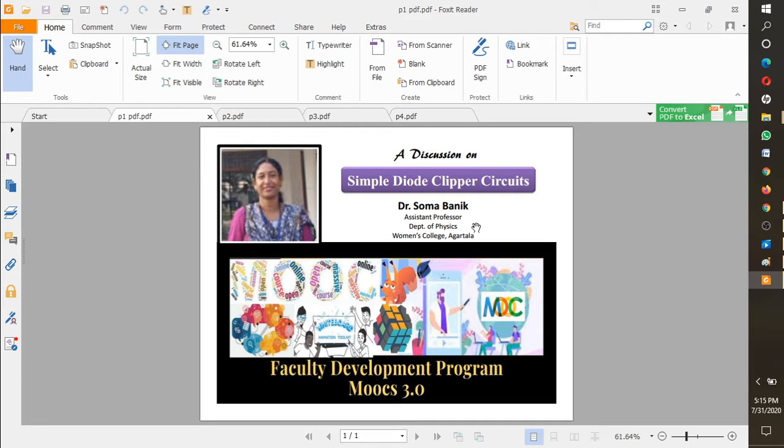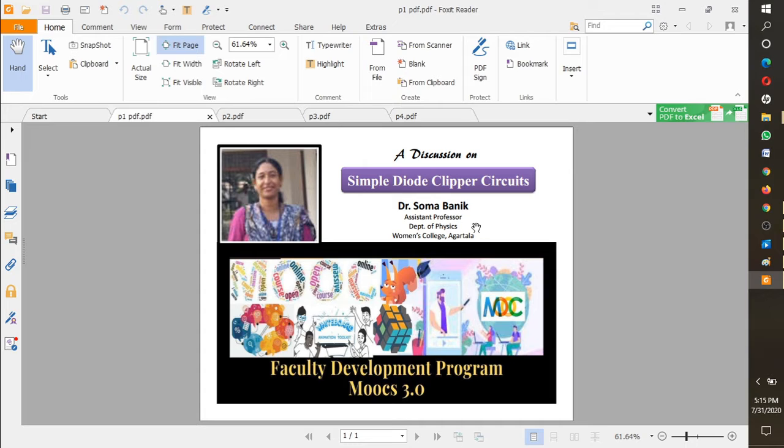Today we will have a discussion on simple diode clipper circuits. Such circuits can clip off a portion of the input signal. They are also known as voltage or current limiters. They are useful for signal processing, signal shaping, circuit protection and communications.